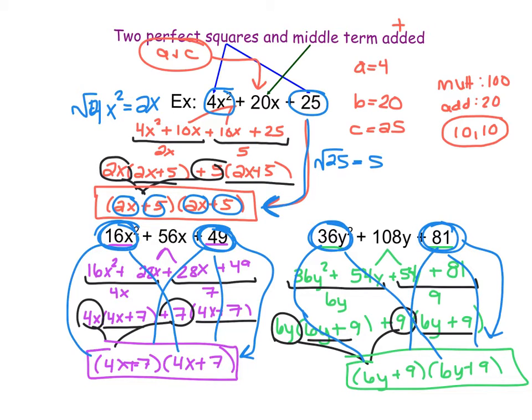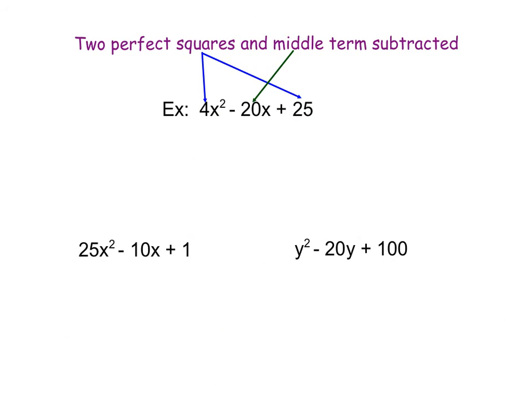So if you can see those patterns there, you can use those. Noticing that A and C are both perfect squares allows you to use some shortcuts to help you write these into factored form. So now let's look at what happens when we have an A and a C value that are perfect squares and a middle term that is subtracted. So notice that this is a negative 20 here. So let's start off again with A is equal to 4, B is equal in this case to a negative 20, C is equal to 25.